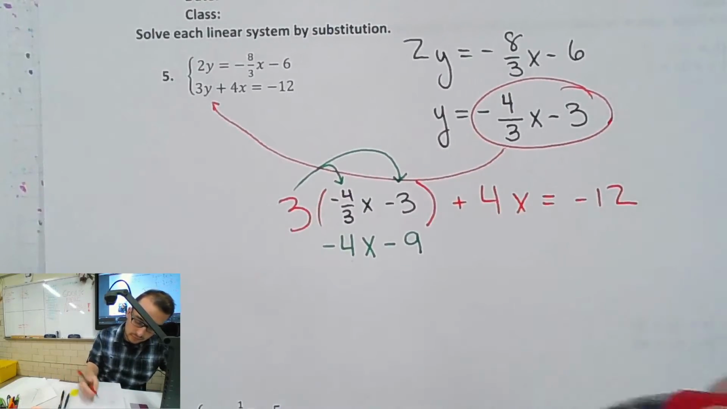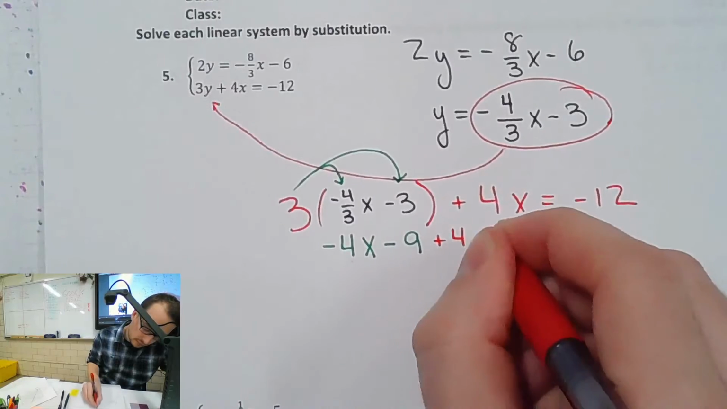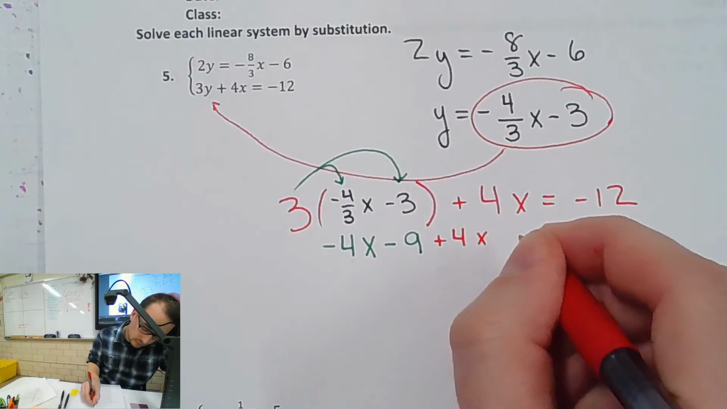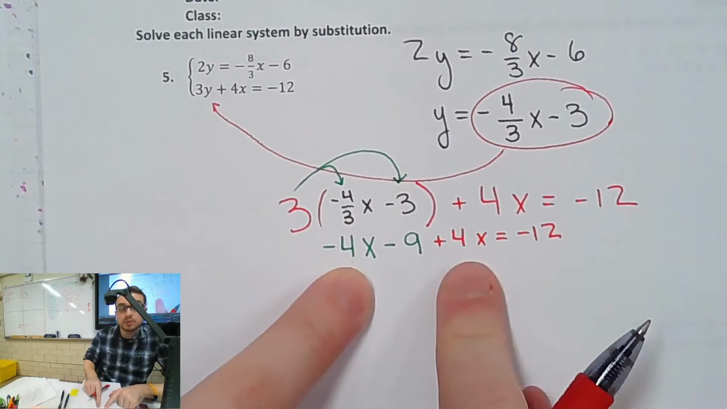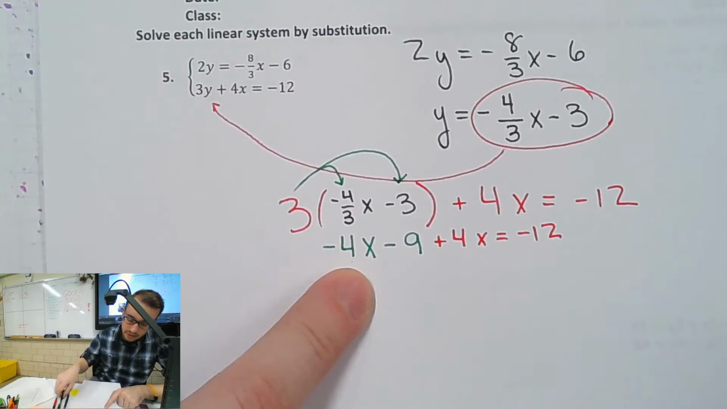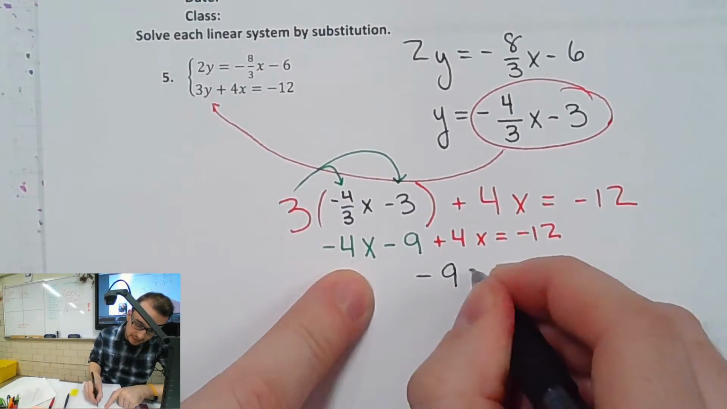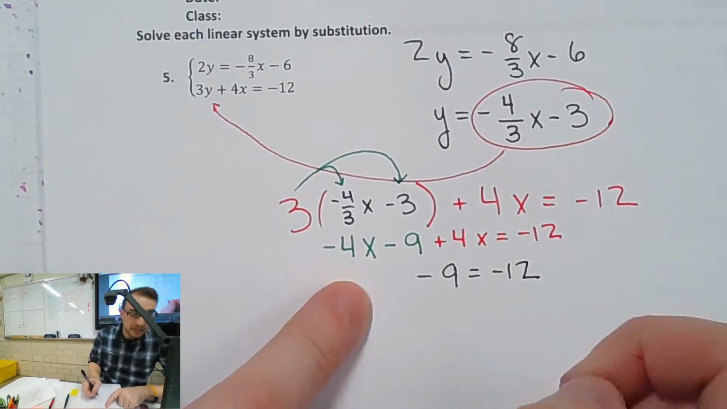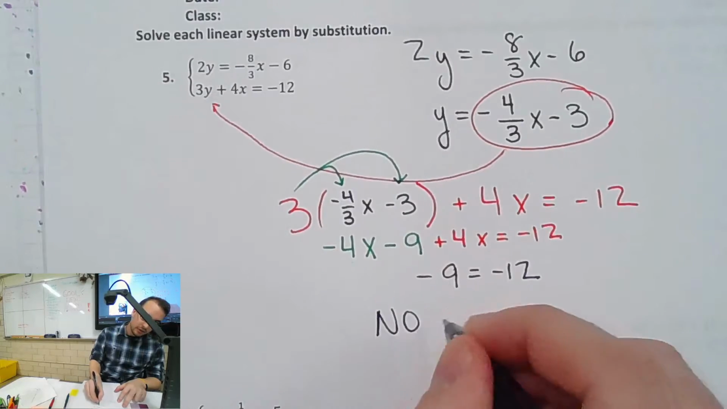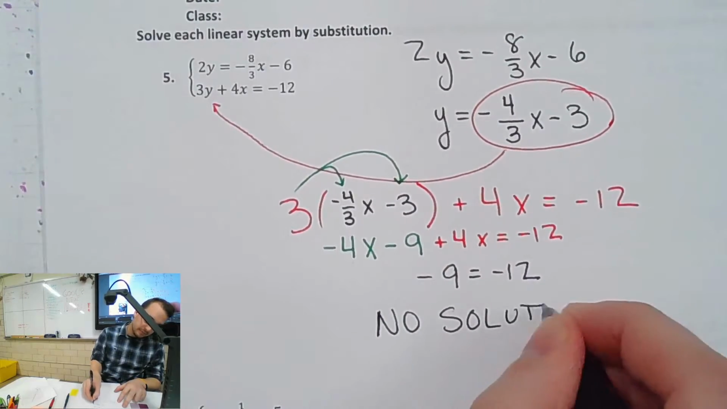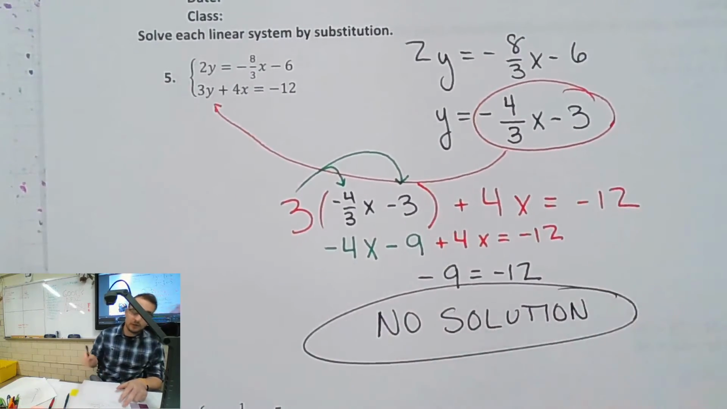Both the plus 4x and negative 4x cancel each other. Yeah, I can see. They will, won't they? Minus 4x and plus 4x. 0x, right? So now we're left with negative 9 equals negative 12. Either we goofed or no solution. So the lines must be what? Parallel, they never intersect.